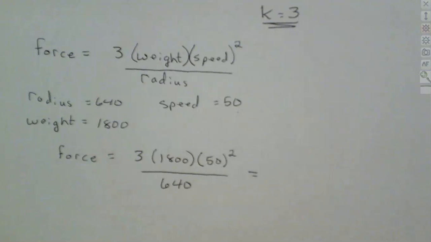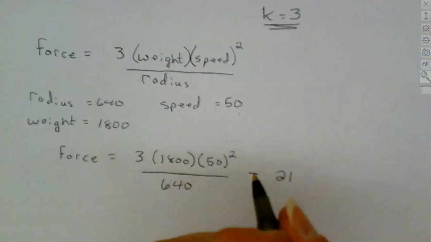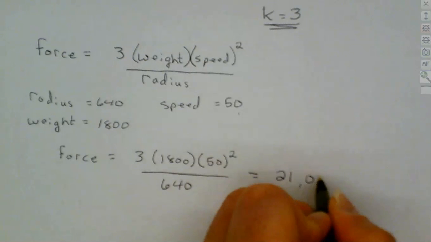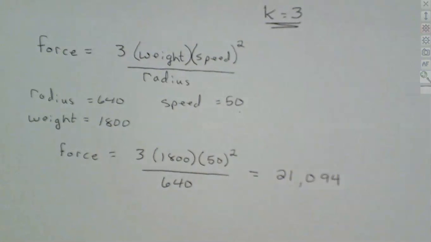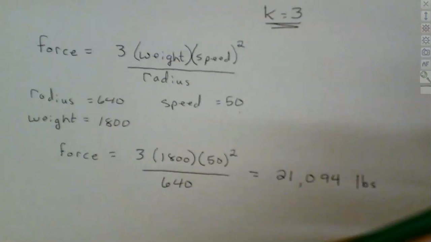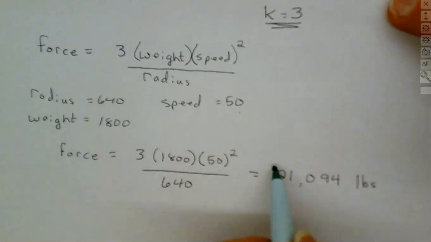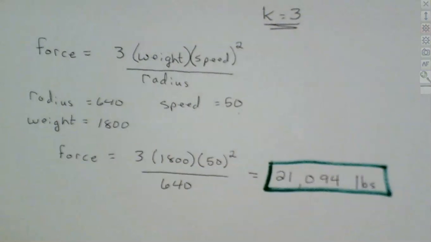Okay, and I'll just go ahead and divide it all out. We'll just work it out here. And it looks like it's going to take 21,000, and if we round to the nearest pound, 94, and these are, what's it measured in? Pounds. So it takes 21,000 pounds instead of that 3,600 pounds. And why is it such a big difference? Because we went from 20 miles an hour to what? 50 miles an hour. Think about it in a car.